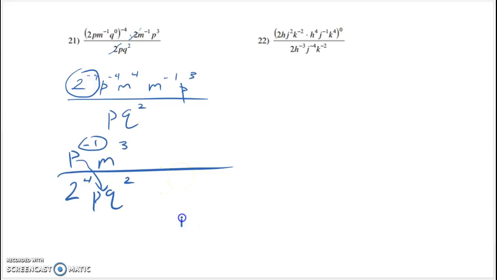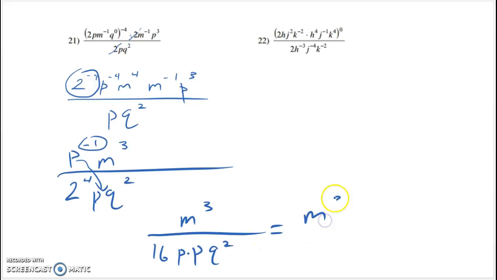So now we've got m cubed over 2 times 2 times 2 times 2 is 16. We've got 2 p's. We've got a q squared. And we wind up with m to the 3rd over 16. P times itself is p squared. Or you can think about it this way. They both have a 1 exponent and add them up. P squared, q squared. And there is number 21.